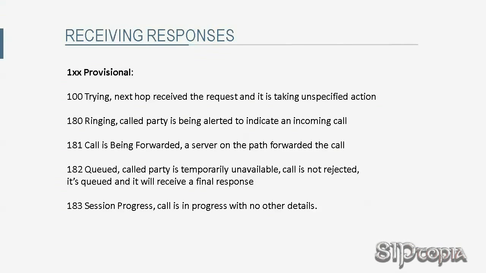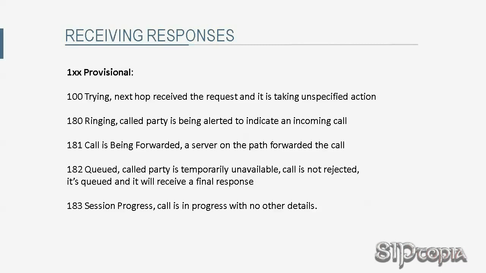1XX provisional. These are also called informational responses. They basically indicate that the entity that received the request is taking some action that will take longer than 200 milliseconds, and the final response is not ready yet. This keeps the UAC from resending the request. Now let's go over these real quickly.